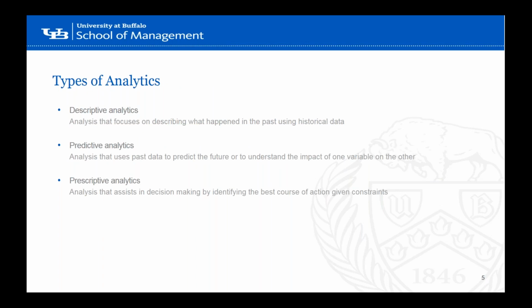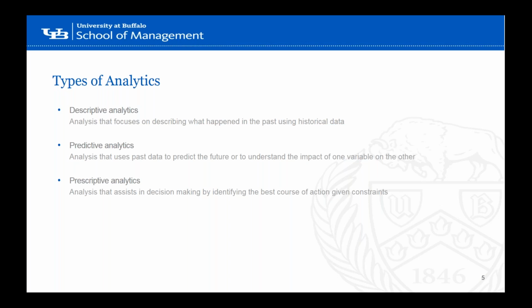Different types of analytics that we see. We have descriptive analytics, predictive, and prescriptive. Descriptive is going to be analytics that is going to focus on what happened in the past using historical data. So I'm going to look at sales transactions for the past year. I'm going to look at maybe payroll-related transactions for a given time period and try to figure out what's going on with that data. Predictive analytics is where I'm using past data to predict future events or to understand how one variable impacts another. So a good example is I'm trying to use past sales to predict future sales if I'm trying to do some type of forecasting.